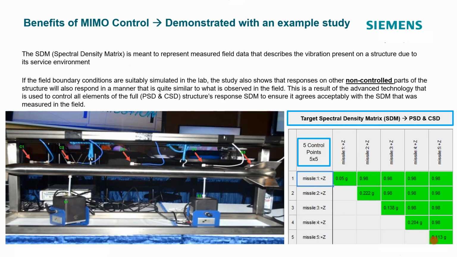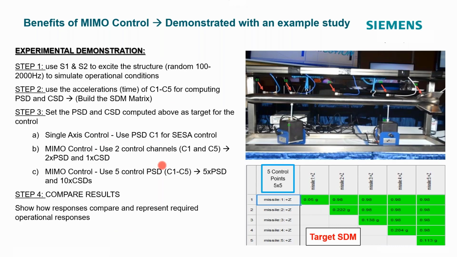So that's depicted in this, what we call spectral density matrix, and that's our target. The idea with this is to show that if the field boundary conditions are suitably simulated in a lab, the study that was done also shows that response to other non-controlled parts of the structure will also respond in a manner that is quite similar to what is observed in the field. In other words, the natural response of the entire structure can be achieved at all points, even if they're not controlled. So the more control points, the better you're going to be able to achieve real life operational conditions. And that's the goal of this study.